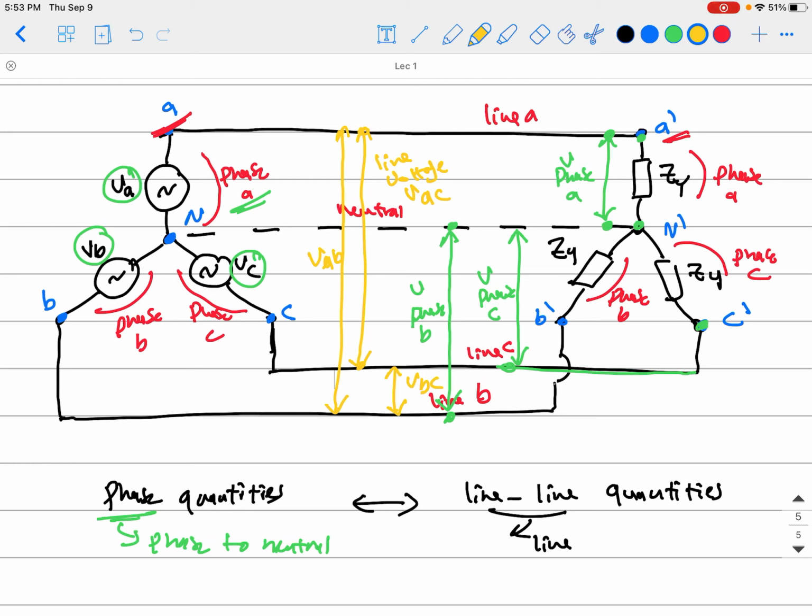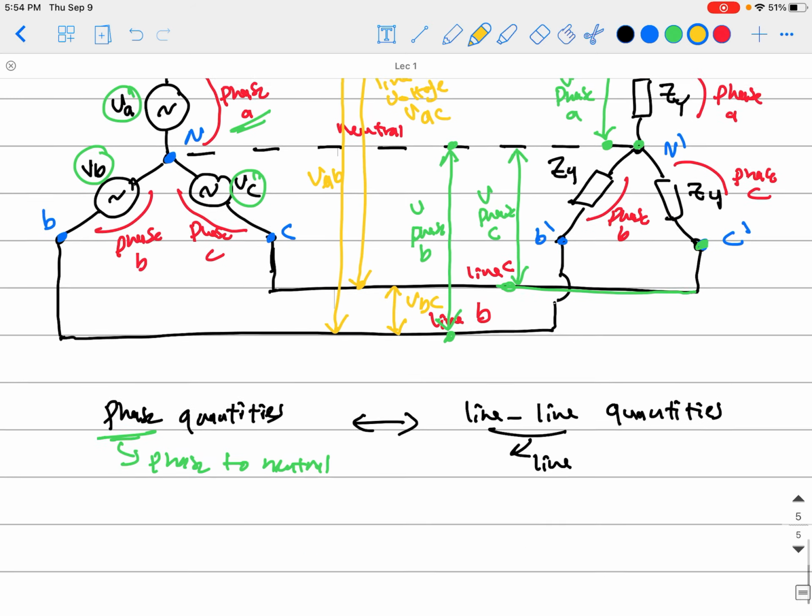Alright, so if I give you a phase quantity, that means it's from a line to neutral, from phase to neutral. If I want a line quantity, that comes from a line to a line. So this drawing should be kept in your mind all the time, because it will help you easily remember what the line quantities are and what the phase quantities are and all of that.